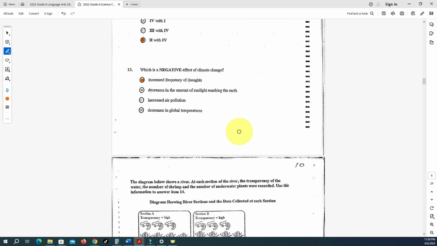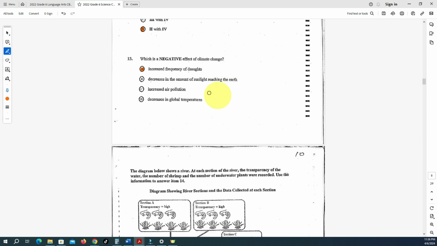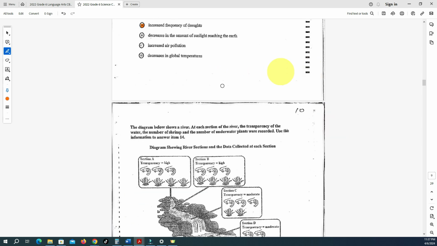Which is a negative effect of climate change? I chose increased frequency of droughts. And I think that's correct. Decreases in the amount of sunlight. That is totally not right. We will get more sunlight, right? Increase air pollution. I don't see that. I think air pollution actually contributes to climate change. As a matter of fact, decreases in global temperature. I definitely don't think so. If anything, the temperature will get higher. So that's why I chose A.